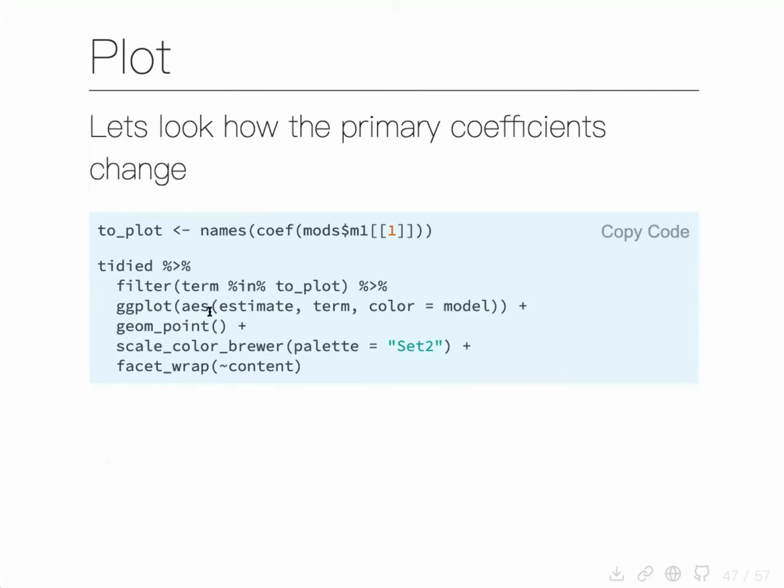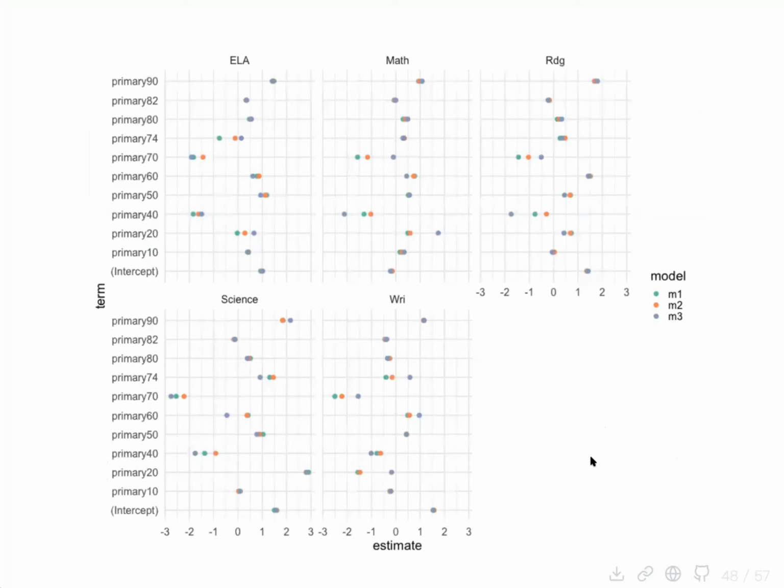Okay. Then I'm saying put the estimate on the x-axis, the term on the y-axis, set the color to the model, geom point, change the color of the points, and then facet wrap. So we get something that looks like this. Okay. And what's neat here, again, is just that we're comparing across all of these models across different content areas and everything. And again, it's fairly quick, right?